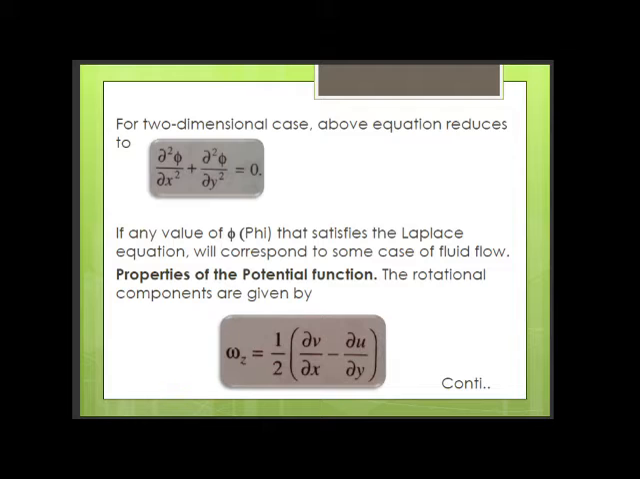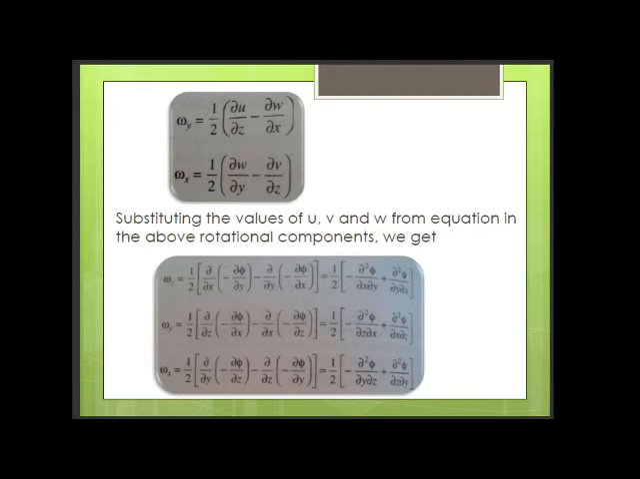Then if we put the values of u, v and w in these equations, the equations of these rotational components will change to wz is equal to 1 upon 2 in bracket dou by dou x, instead of u we are writing minus dou phi by dou y, bracket complete, minus dou by dou y of, in bracket, minus dou phi by dou x, bracket complete.